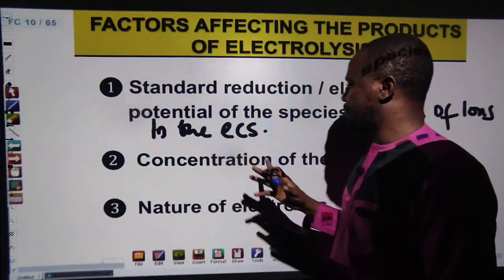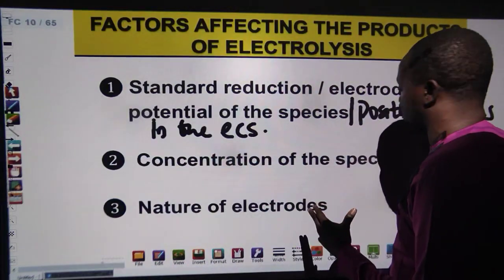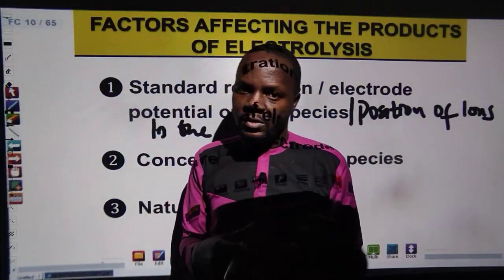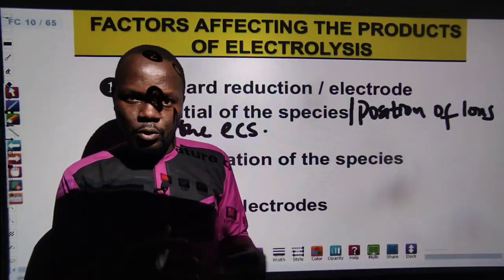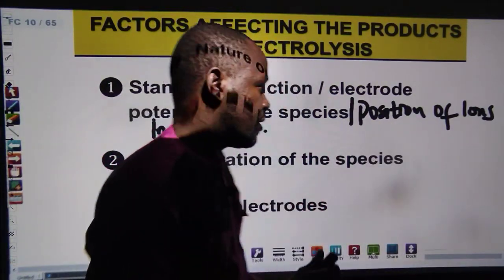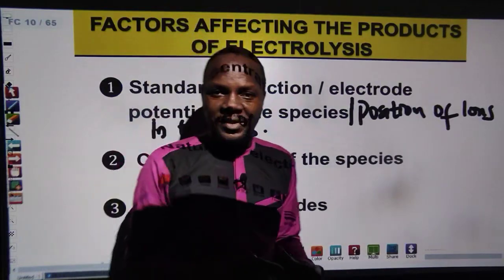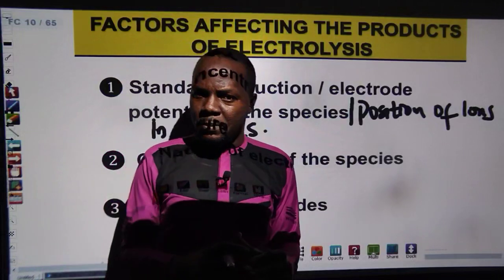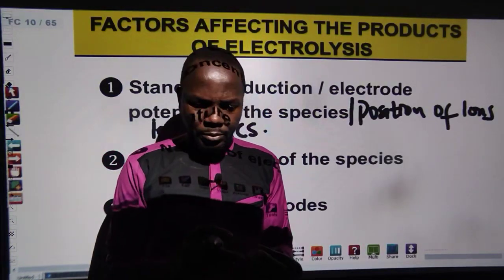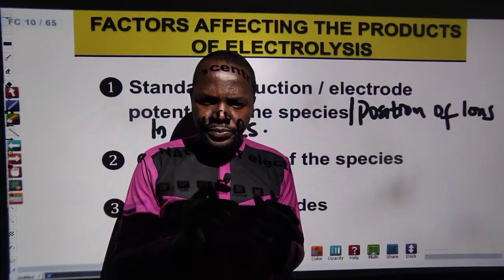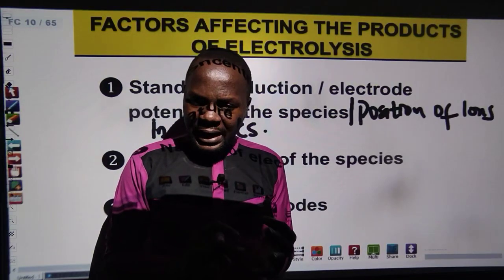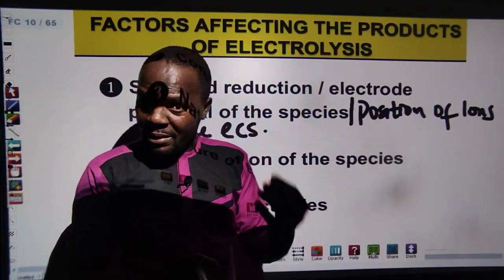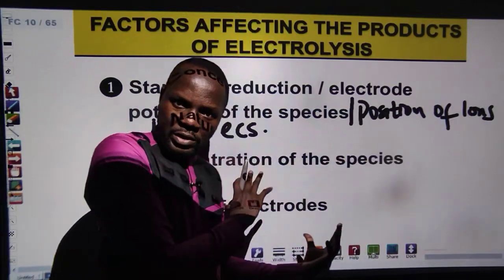Now, if you are still an O-level student, position of ion in ECS means you need to know the electrochemical series of both cations and anions. I hope you have studied that in your junior classes. And if you have not, there is always a first time for everything. But in this case, the simple concept you need to keep in mind is that cations will migrate to the cathode, and anions will migrate to the anode. You are talking about electrolysis itself.